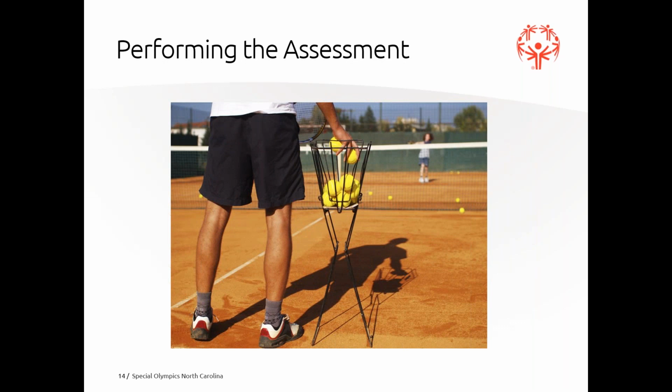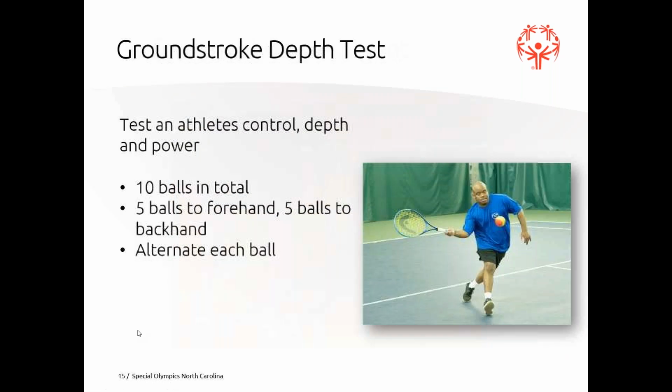Thank you, Nathan. The ground stroke depth test. Personnel needed: you need 1 feeder, 1 scorer, and 1 to 2 ball spotters. The ground stroke depth test consists of 10 balls in total. 5 balls are fed to the athlete's forehand, and 5 balls are fed to the athlete's backhand. The balls should be fed alternately, as seen on the assessment sheet.